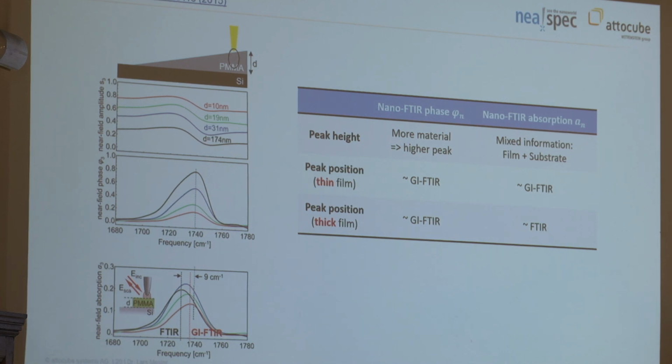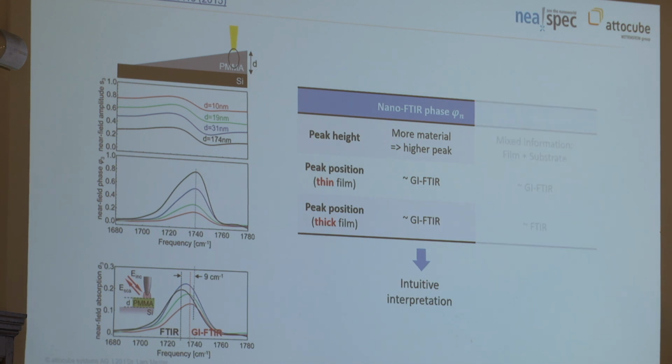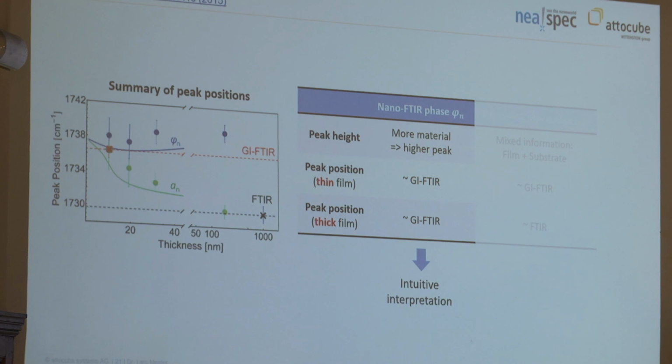When looking at this table, which one of these two quantities seems easier to interpret? To me, I think the phase is easier to interpret. This is why I use it, just because I understand better what's going on. And then here it's also summarized. The film thickness is plotted here, and this is the peak position. You can see for the nano-FTIR phase, within two wave numbers, it's constant, whereas for the nano-FTIR absorption, it depends on the thickness much more. This also depends on the substrate.